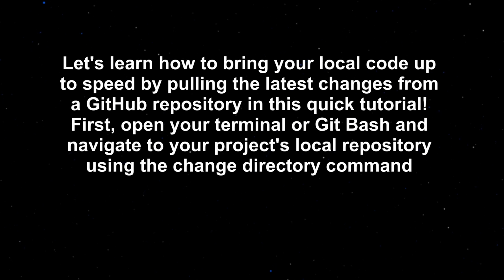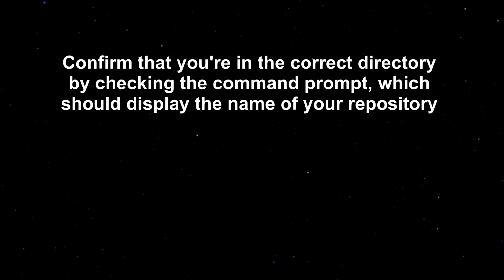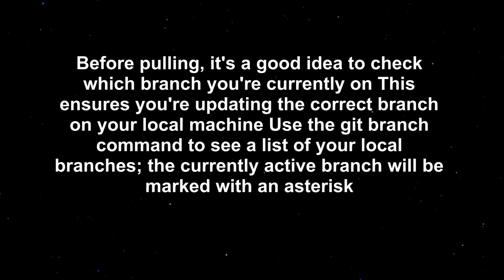First, open your terminal or Git Bash and navigate to your project's local repository using the change directory command. Confirm that you're in the correct directory by checking the command prompt, which should display the name of your repository. Before pulling, it's a good idea to check which branch you're currently on. This ensures you're updating the correct branch on your local machine.